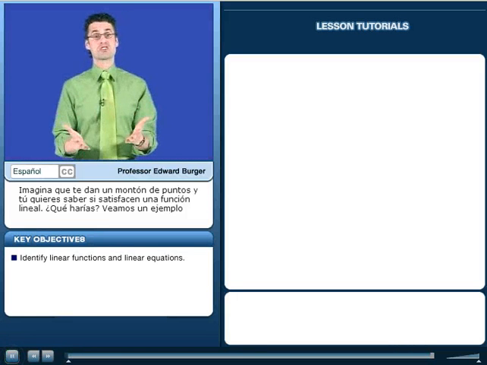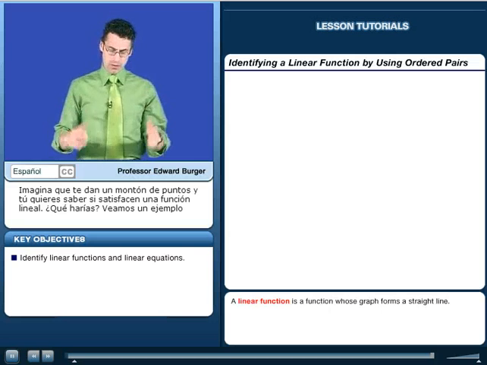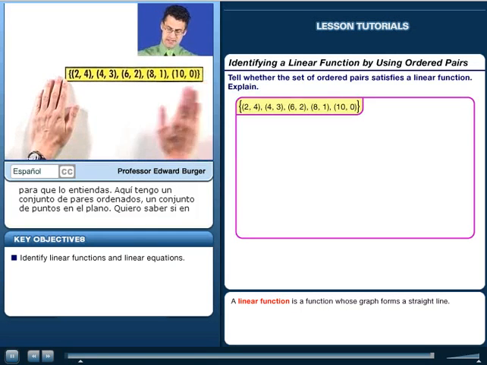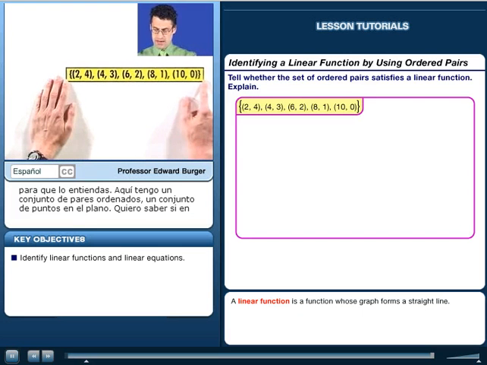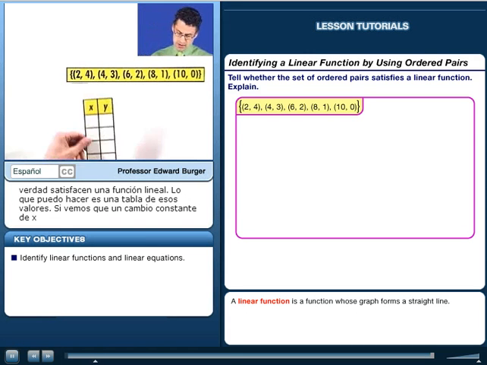Now suppose you're given a whole bunch of points and want to know if they actually satisfy a linear function. How can we proceed? Well, let's take a look at an example and see exactly how we'd move forward. So here's a set of ordered pairs, a set of points in the plane. And I want to know if they actually satisfy a linear function. Well, one thing I can do is just make a little chart of those values.